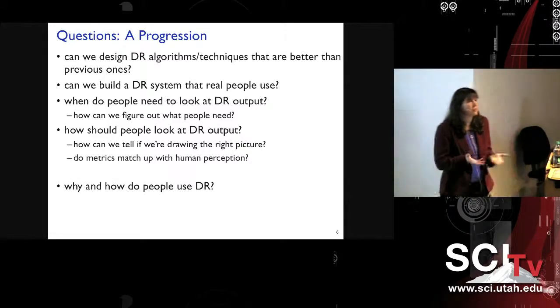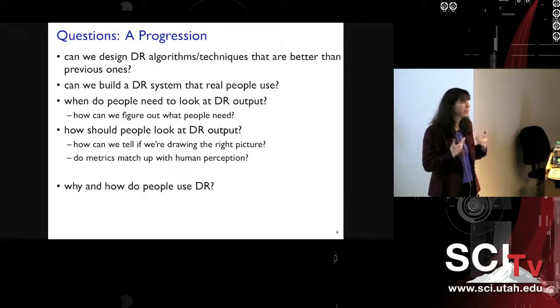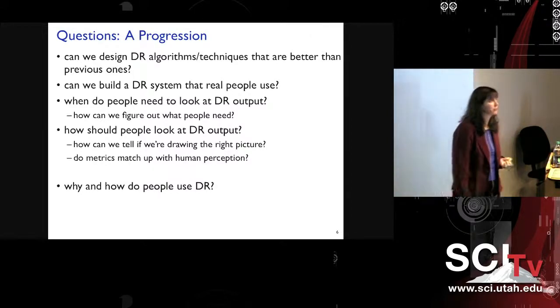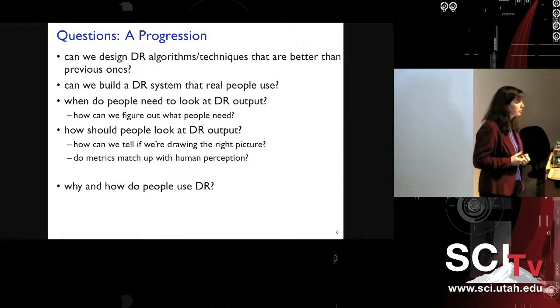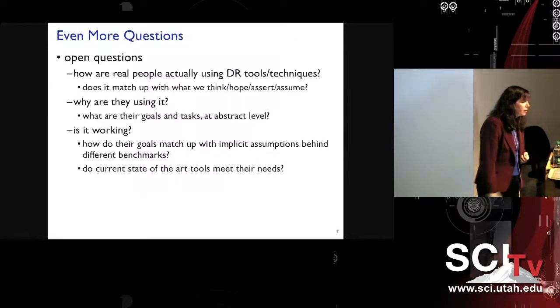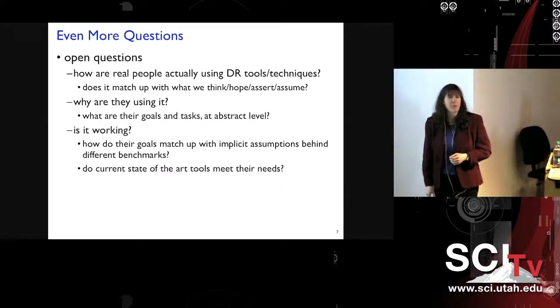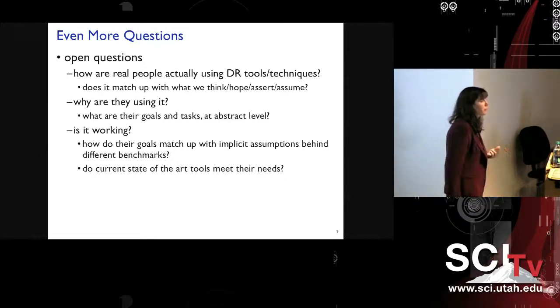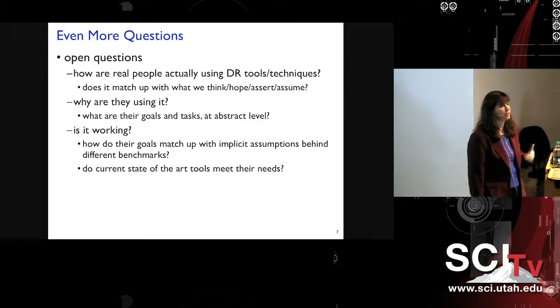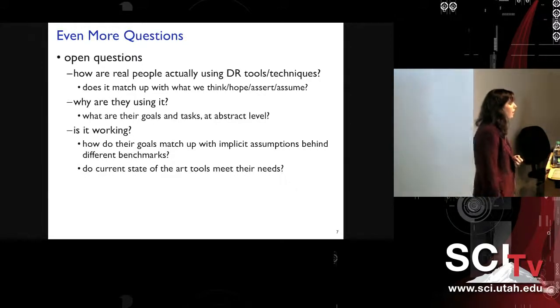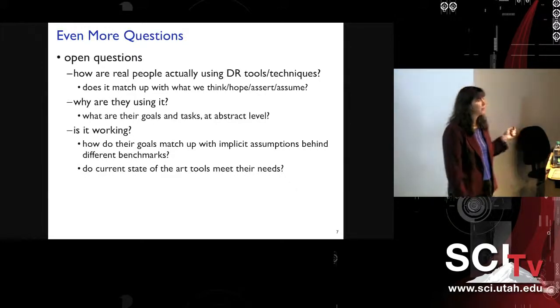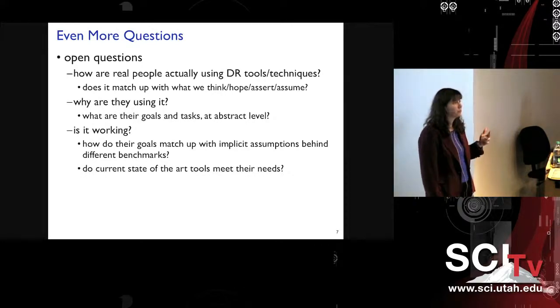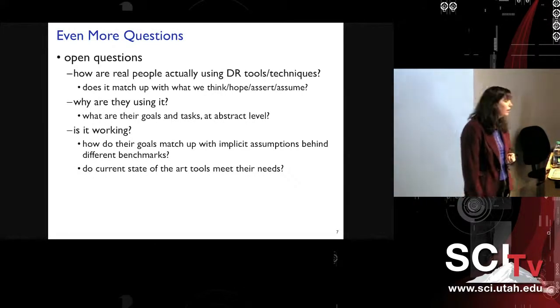So it turns out, to sum this up, the questions really became about why and how do people use dimensionality reduction in a visual data analysis context. So then this led to even more questions. I found a lot of open questions, which are, how are real people actually using the tools and techniques that researchers have proposed for DR? In particular, does real usage match up with what we think, or we hope, or we assert, or we assume?